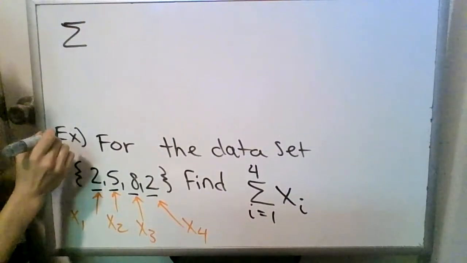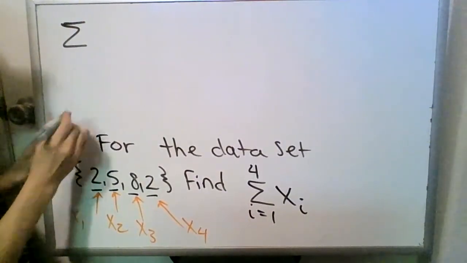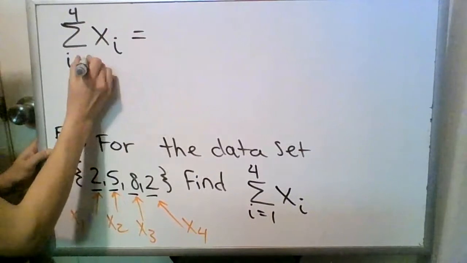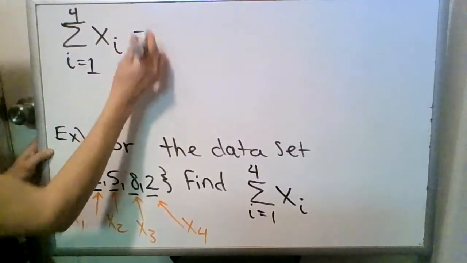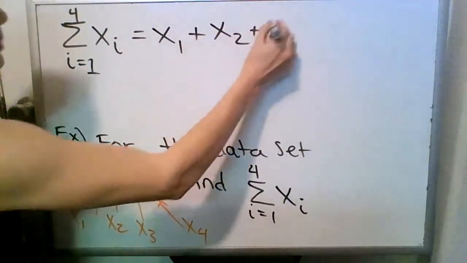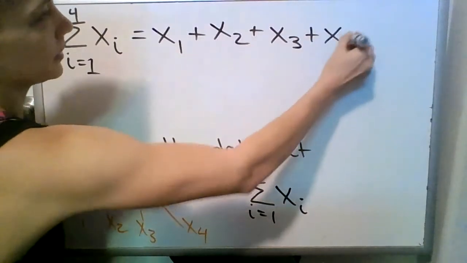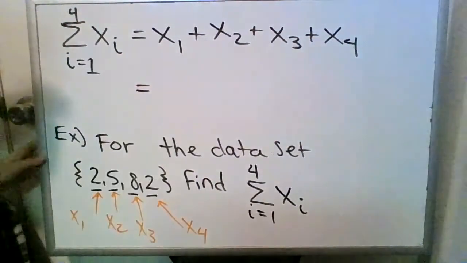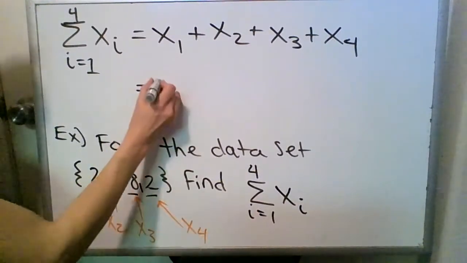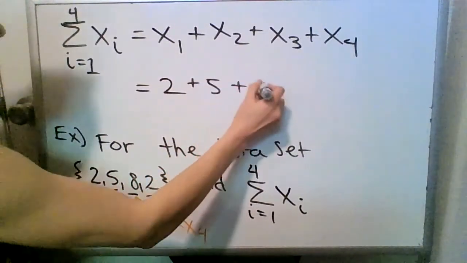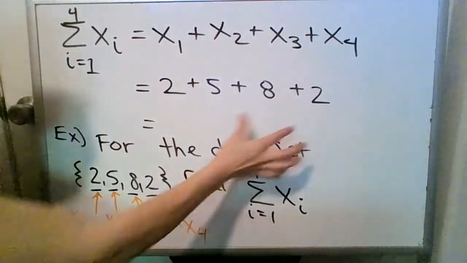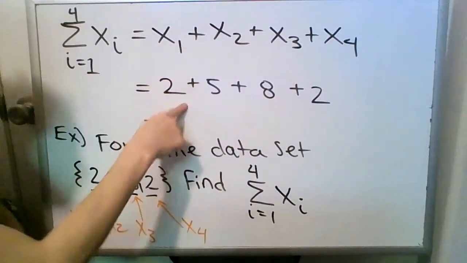Okay, working through the problem. Take the sum from I equals 1 up to 4 of x sub I, which means put in the first one, x1, add the next one, x2, then plus x3, and then the last one's x4. So we're putting in 2 plus 5 plus 8 plus 2. And again, this would be like 10, 15, 16, 17 as my sum.